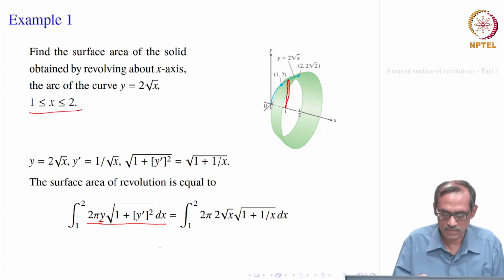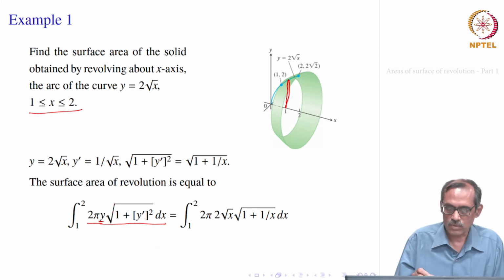So, now it is a matter of integrating it, and we know that 1 plus y prime square equals 1 plus 1 by x, and we have a square root. So, it is 2 pi and y equal to 2 root x.